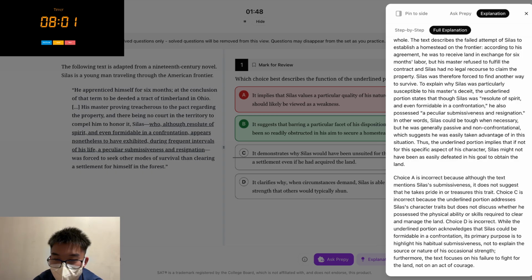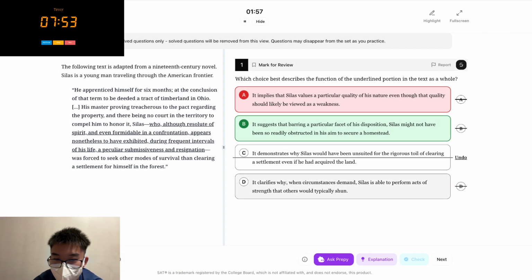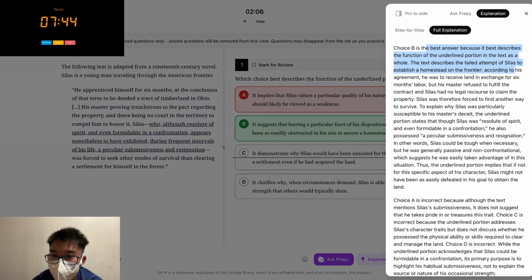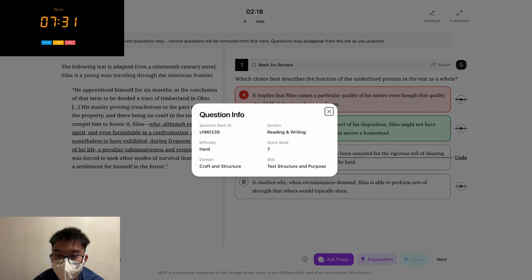D does not really talk about his strength. Feat of his expulsion might not really obscure. I am not pretty sure about this. Describe the failed attempt to establish a homestead on the frontier. According to his agreement, he received land in exchange for 6 months' labor, but he never fulfilled the contract. This is hard. This one's hard.